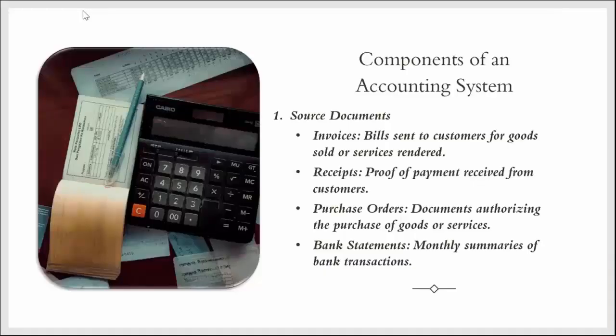Components of an accounting system. 1. Source documents. Invoices, bills sent to customers for goods sold or services rendered. Receipts, proof of payment received from customers. Purchase orders, documents authorizing the purchase of goods or services. Bank statements, monthly summaries of bank transactions.